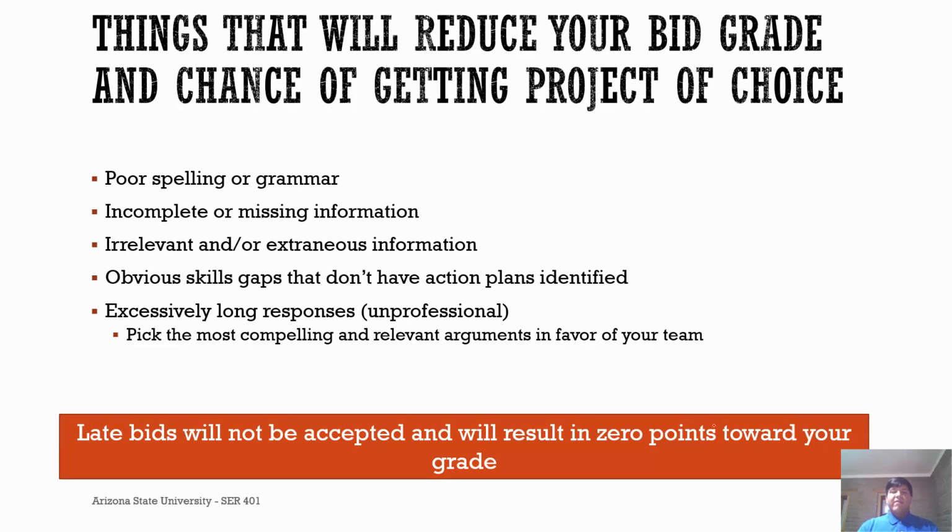Okay, so some general ideas for maximizing your chance to get the project you want. First one, no poor spelling or grammar. This is going to reduce your chances. To me, I would see a bid like that and simply think that's unprofessional, it's sloppy. I don't want to assign a team that's not going to be paying attention to this. So that's the number one thing, and I would consider it general professionalism.